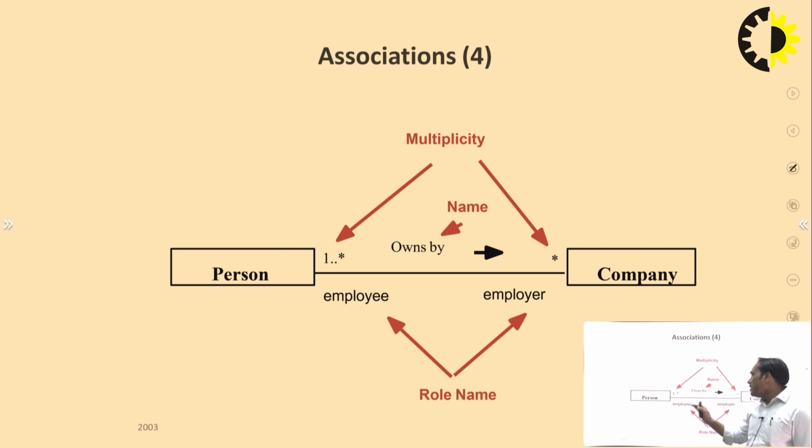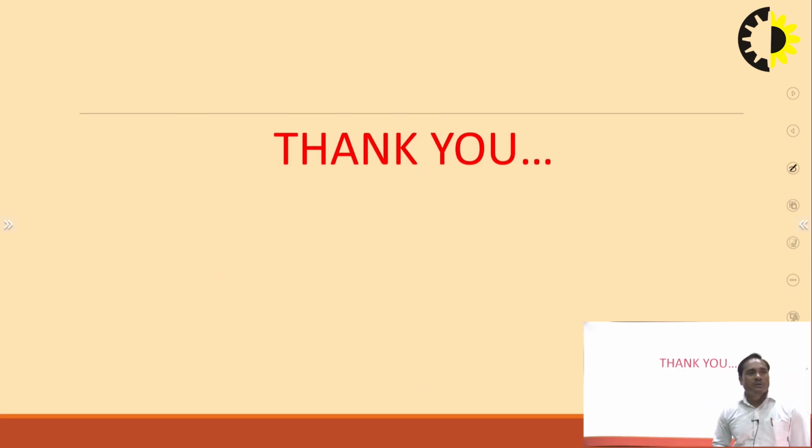So it shows the many to many association. Association can be represented by this arrow symbol. So this is the association. Thank you.